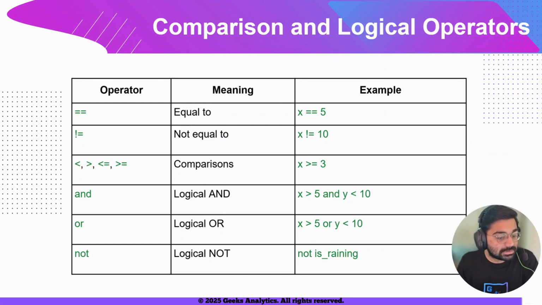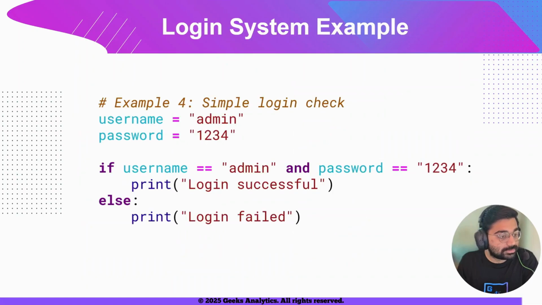Let me just show you this particular code. Right. So in this code, we took a username and password, and we want to implement a simple login system example here. So in this example, what we are doing is: if username is equal to admin and password is equal to 1234.